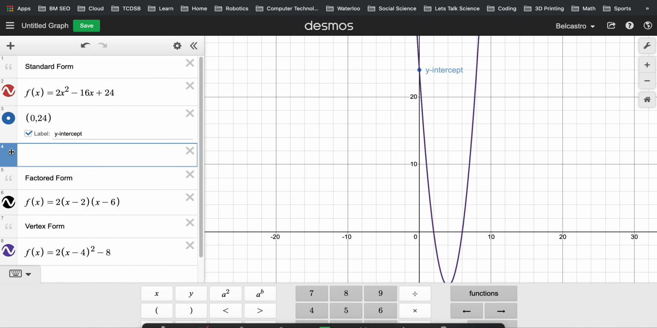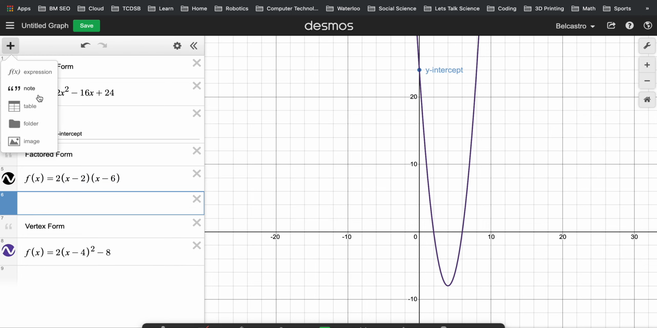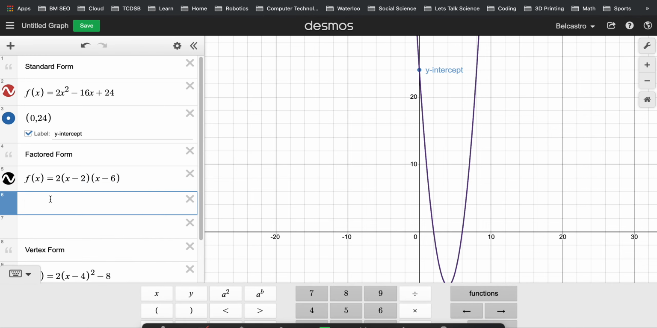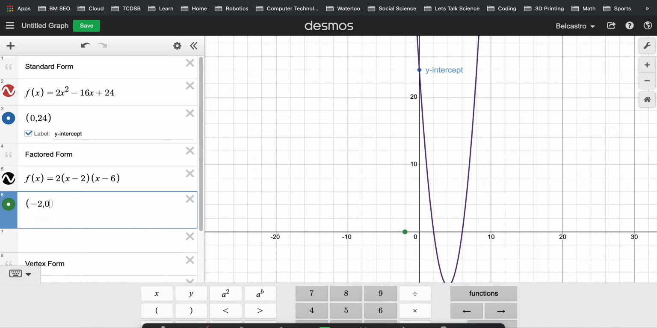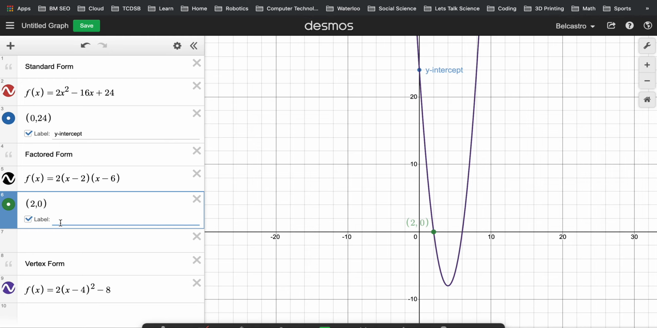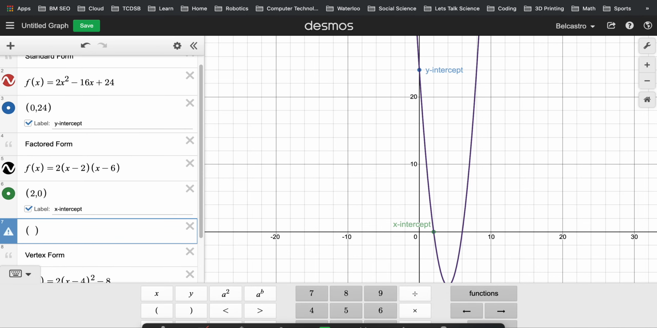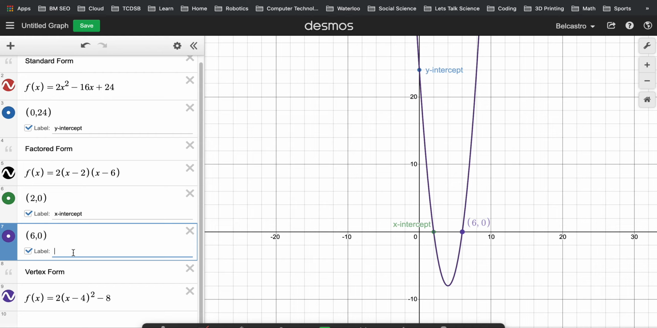Let's add in another expression. In fact, we're going to add in 2 expressions because we get 2 coordinates from it. We knew one of the coordinates was at -2 and 0. Oh, I lied. Sorry. That was what it was written when it was factored. Here's the x-intercept. So there's one of them. And the other one should be 6 and 0. Label it x-intercept. Okay, so we've got the 2 x-intercepts. That's what the factored form gives us.